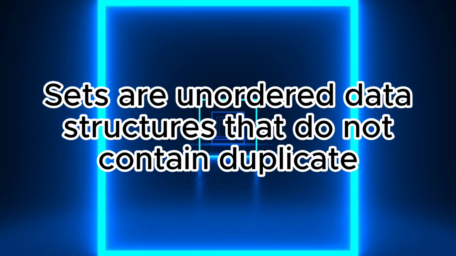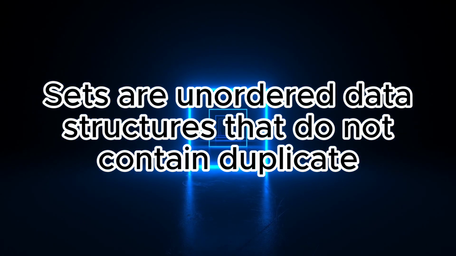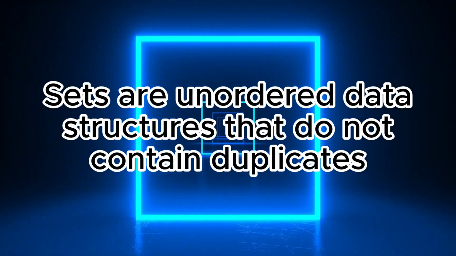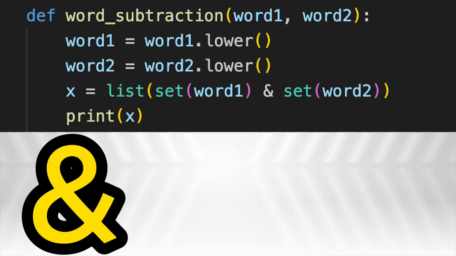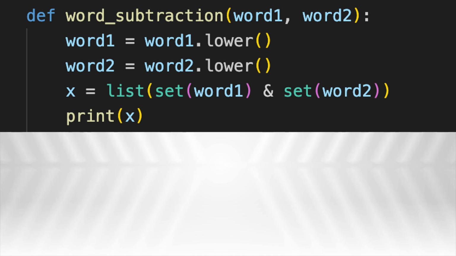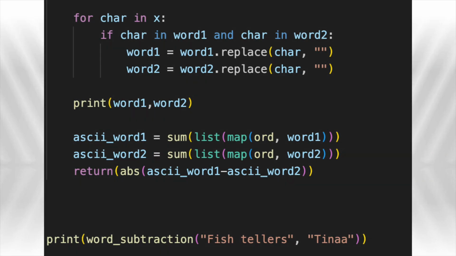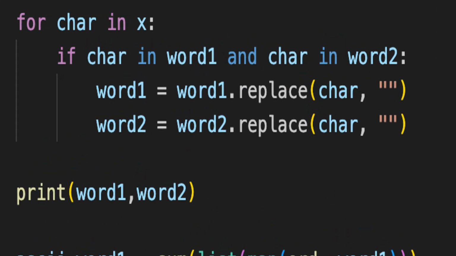However, unlike lists and tuples, sets do not have a particular order in them. But this doesn't matter, as the ampersand just checks the presence of characters, not the order in which they appear. In the end, we will have all the letters that appear in both words, so we store them in a list. Next, we want to remove the letters from both words that match using the list of letters we have.